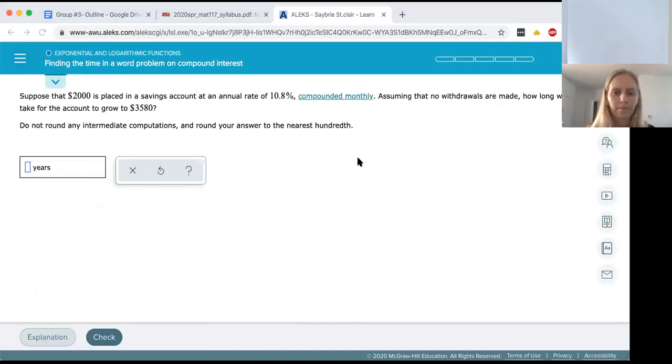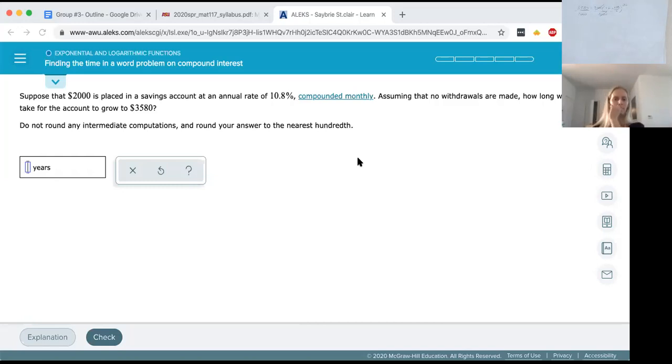Okay, let's get a blank piece of paper. So this one I have 3,500 equal to 2,000 times 1 plus 0.108. This is compounded monthly, so that's 12 for N, and then 12T. Can you see that? Yeah. So I'm going to divide both sides by 2,000 like I should have on that first one. And then 3,500 divided by 2,000.